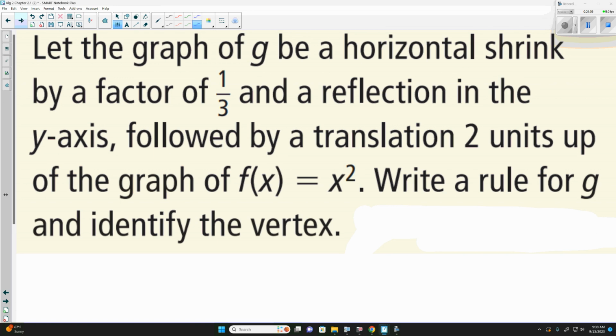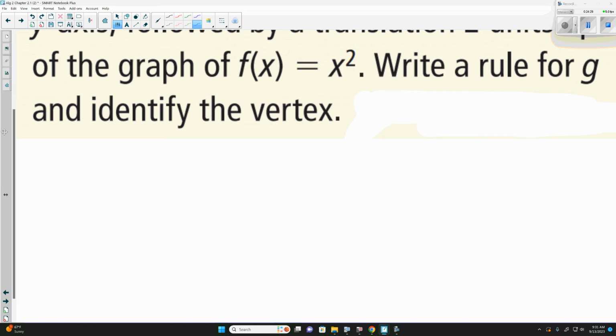Let the graph of G be a horizontal shrink of 1/3 and a reflection in the y-axis, followed by a translation of 2 units up. I need to go back and fix this slide and make this a lot smaller. So the first one is a horizontal shrink by a factor of 1/3. Now our horizontal stretch or shrink is our f of a times x, not of x. F of a times x.